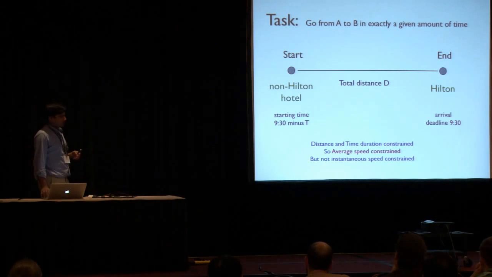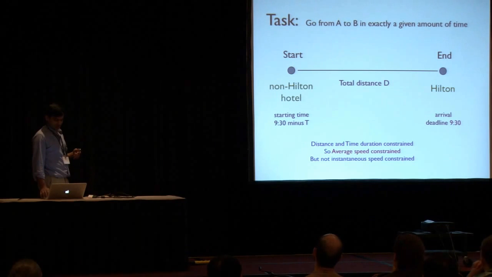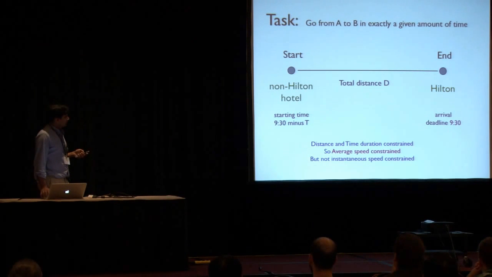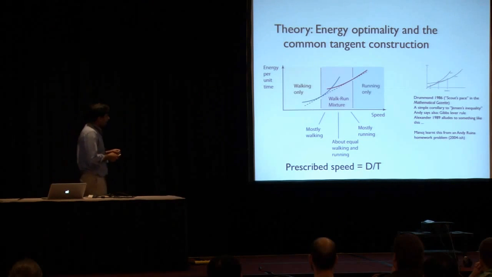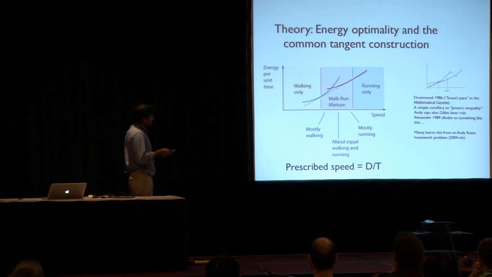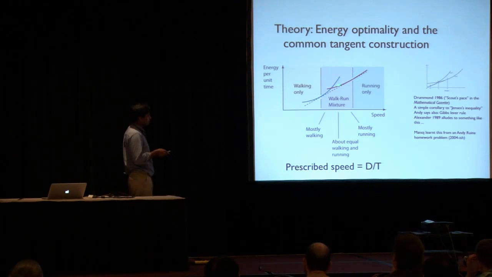Okay. Now, what should we do? I'm going to interpret that question as: what does energy optimality predict in this situation? And let me tell you what it predicts. So these are curves that look like so. It turns out that you draw the common tangent between these two curves and take the point at which the common tangent touches the walking curve.